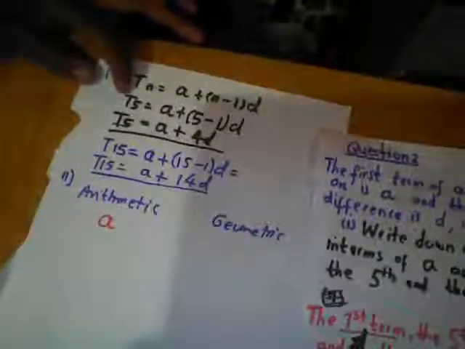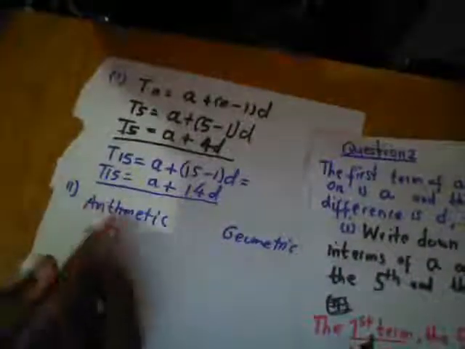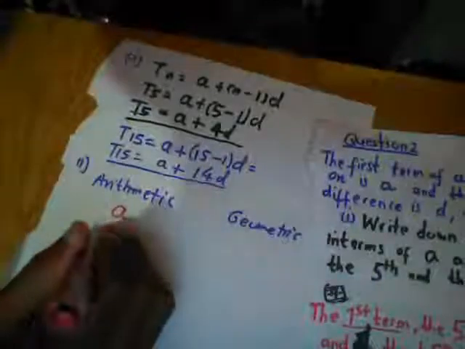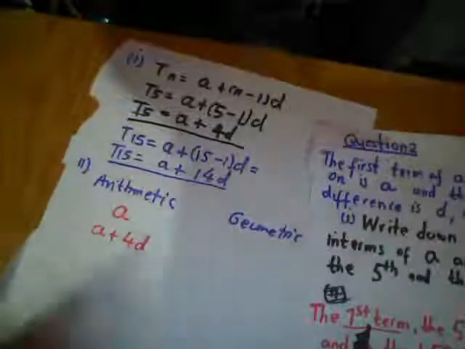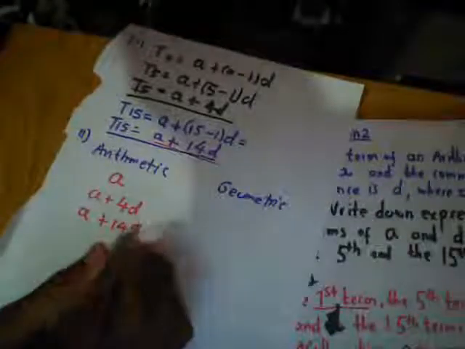What is the 5th term? Term 5. We had term 5 from the previous question. We say term 5 equals A plus 4D. So this is the 5th term of arithmetic, and this is the first term. And they also say the 15th term of arithmetic progression. So we write the 15th term here: A plus 14D.